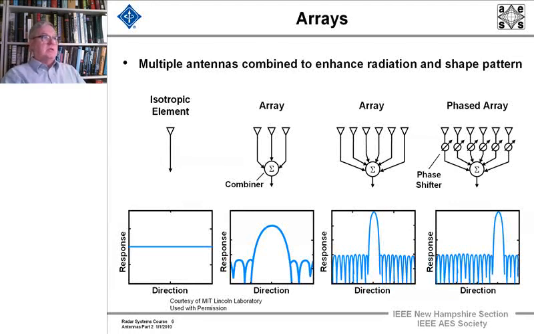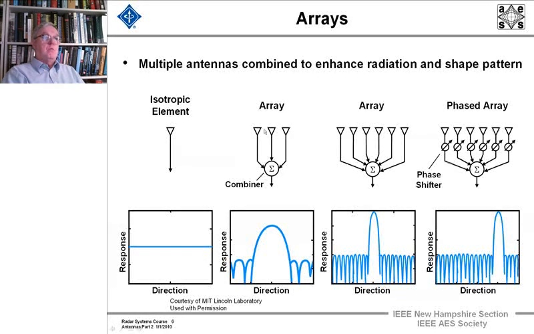We've got a single element. It's radiating. This little triangle symbolizes it, and it is radiating out from that element in all directions an equal amount. It's isotropically radiating. And there, the directivity as a function of direction is just flat. You're going to get the same directivity everywhere.